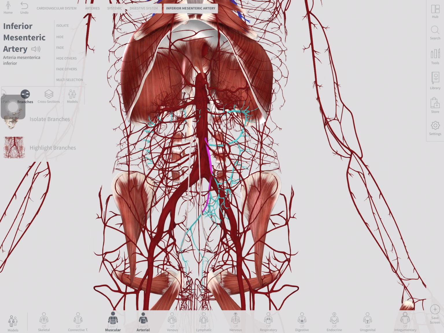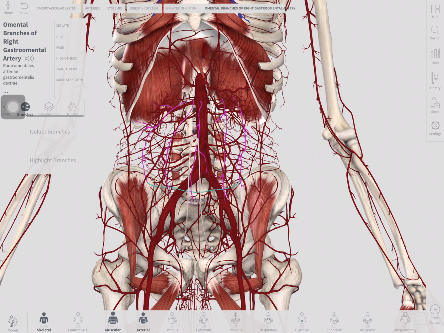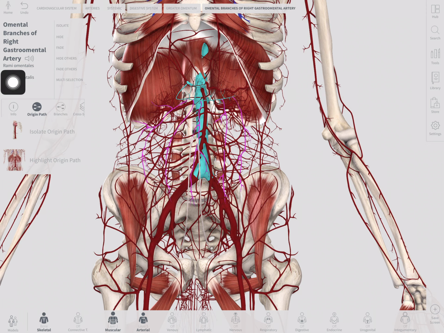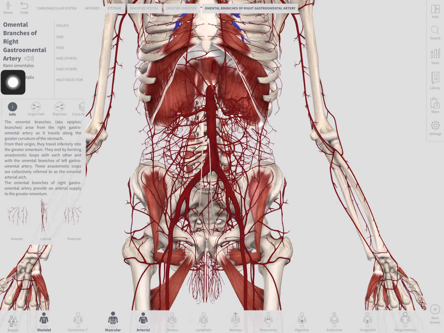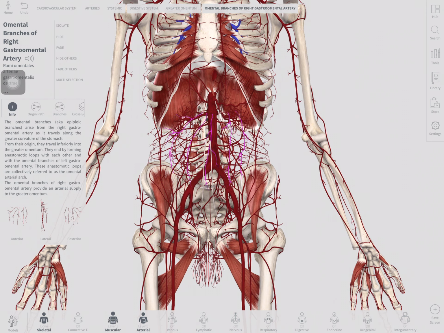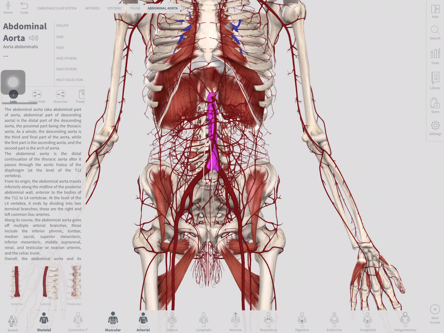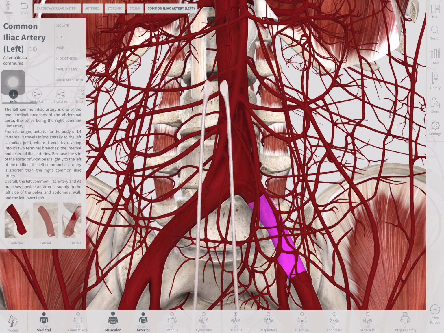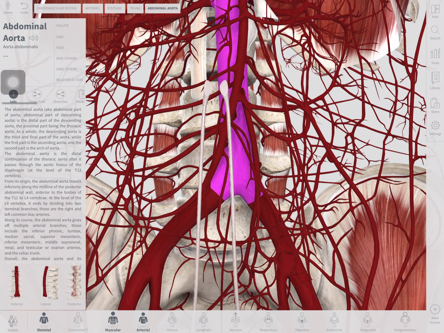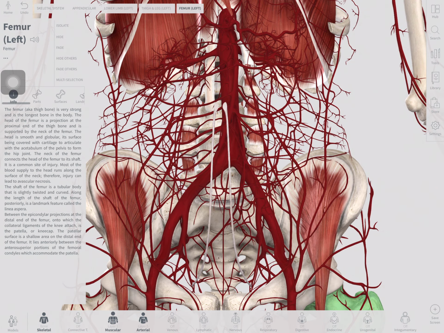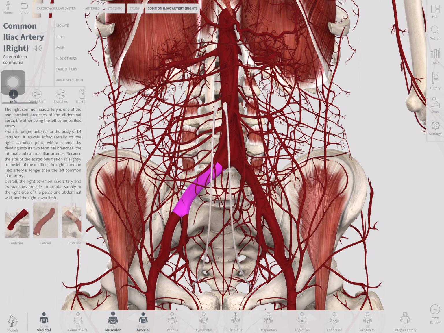Now the abdominal aorta bifurcates at the L4 L5 level. This is the bifurcation point, and here it is dividing into the right common iliac artery and the left common iliac artery.